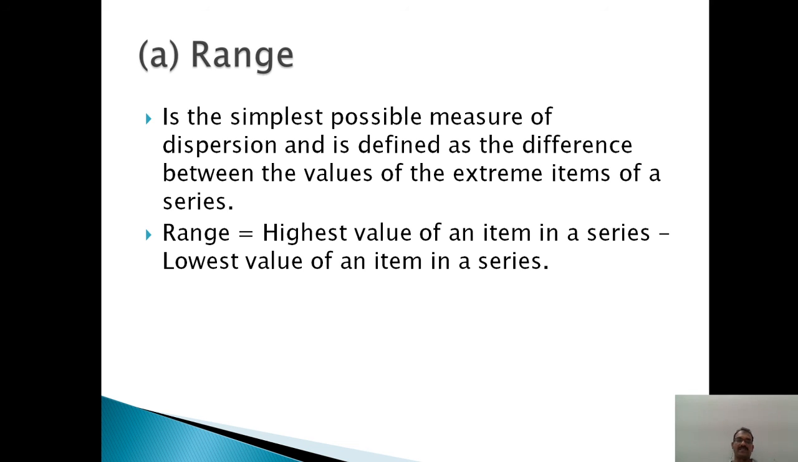First one is range. Range is the simplest measure of dispersion and is defined as the difference between the value of extreme items of a series. Extreme item means the highest value item and the lowest value item. So range is equal to the highest value of an item in a series minus the lowest value of an item in a series.